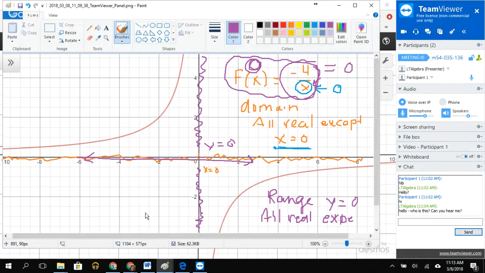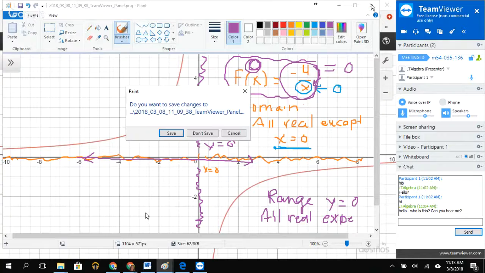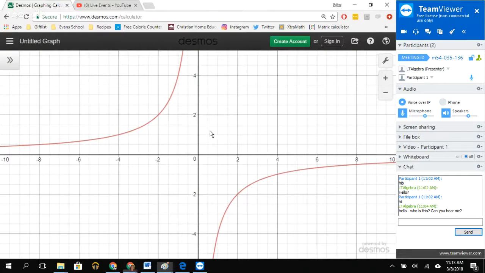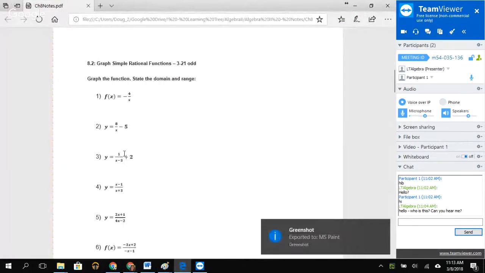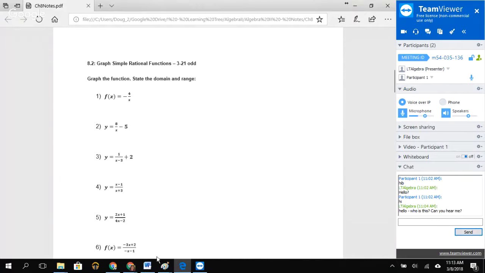Okay, so really these problems are easy to do. It's really just doing the problems and looking at why my graph reacts that way. So that's kind of what this section is about. So let's do another one. The next one is y equals 8 over x minus 5.